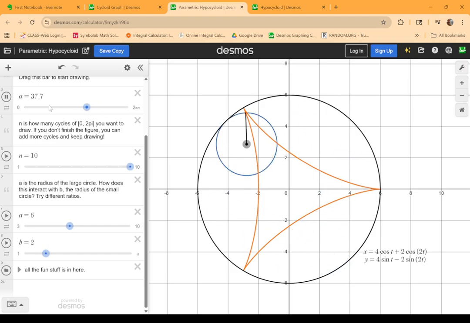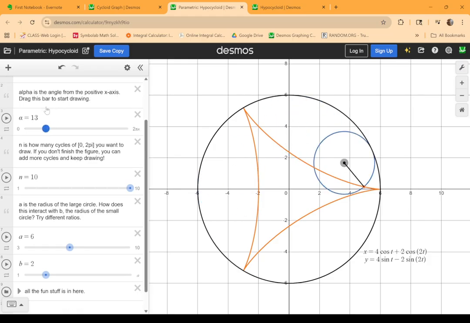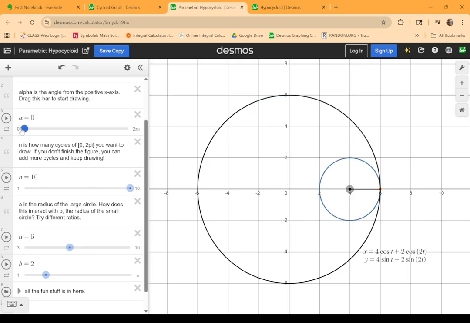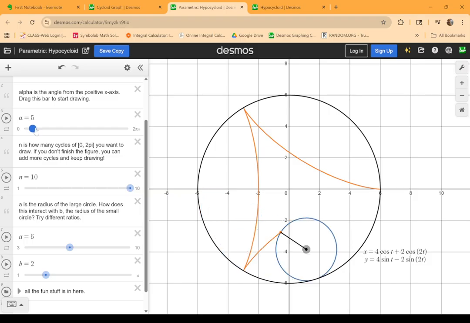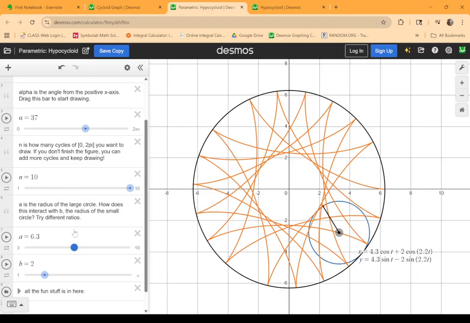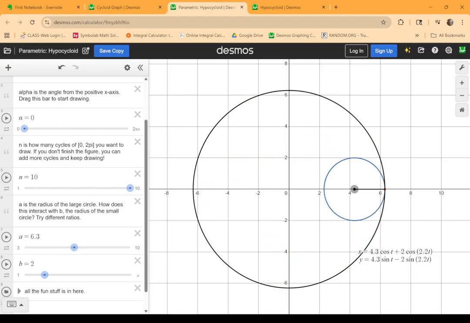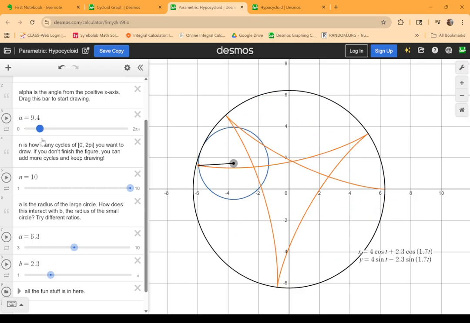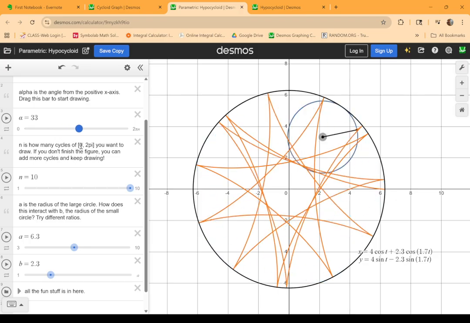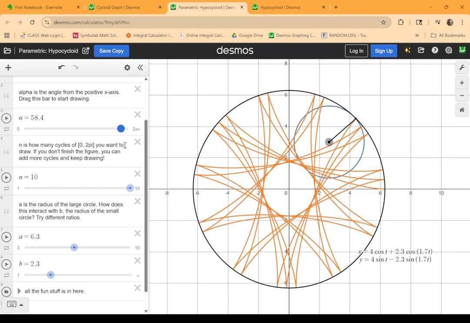We could see here as it flows, it goes something like that. Now, we can vary the radius of the outer circle and the inner circle, and you can see that has an effect on what the path looks like.